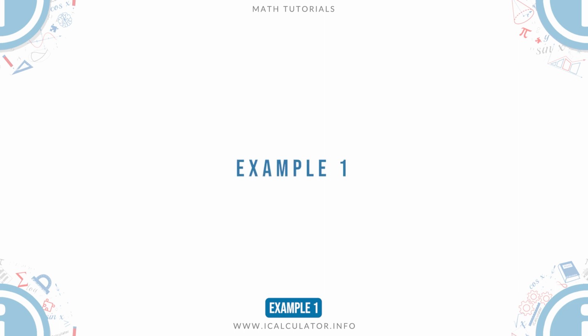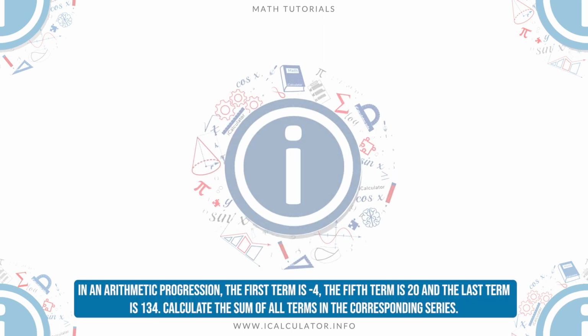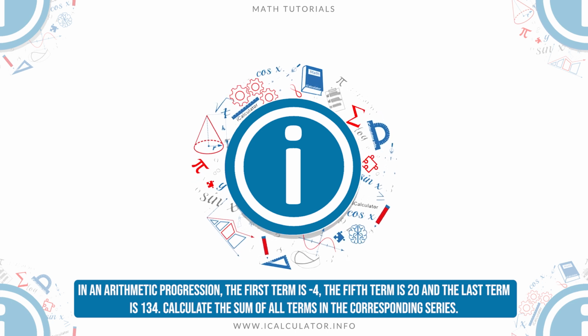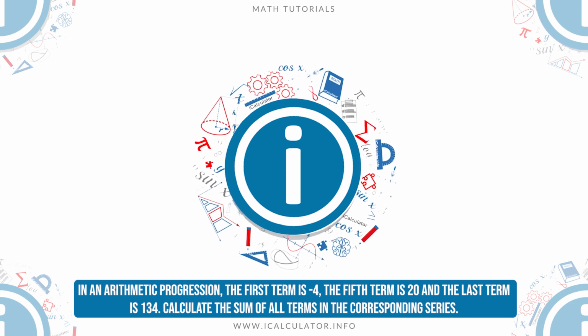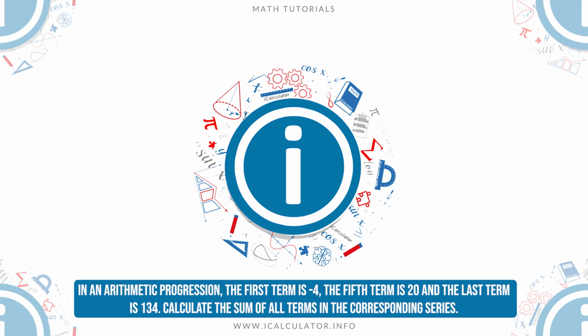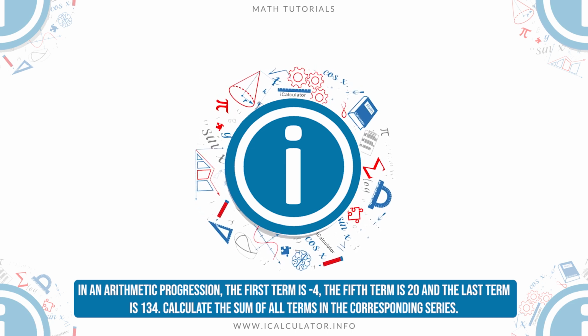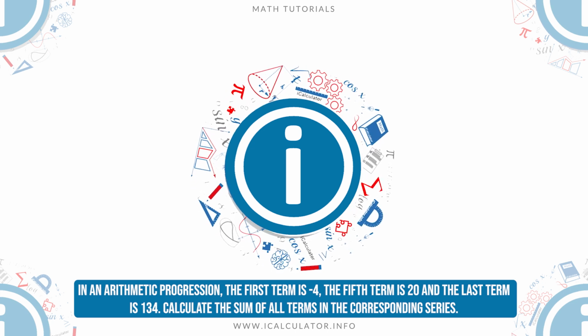Example 1. In an arithmetic progression, the first term is -4, the fifth term is 20 and the last term is 134. Calculate the sum of all terms in the corresponding series.